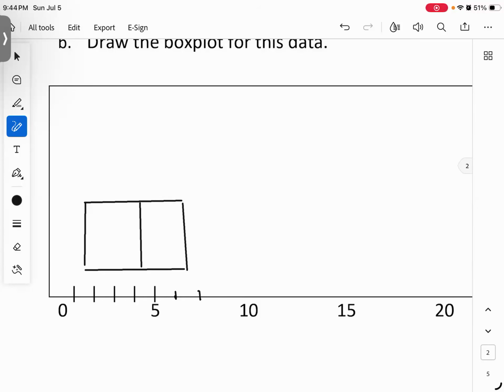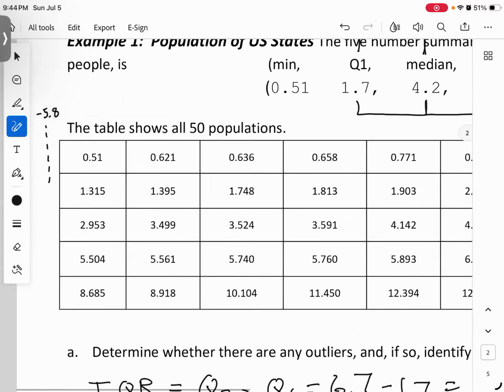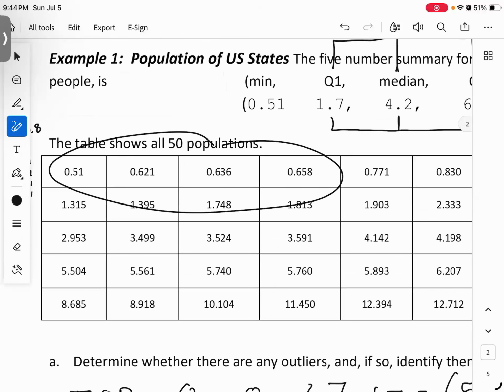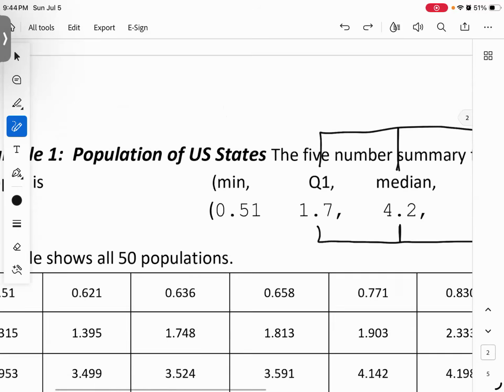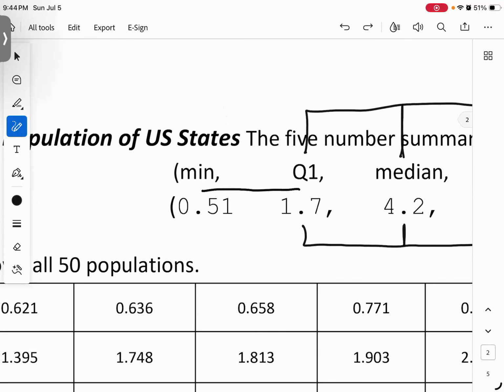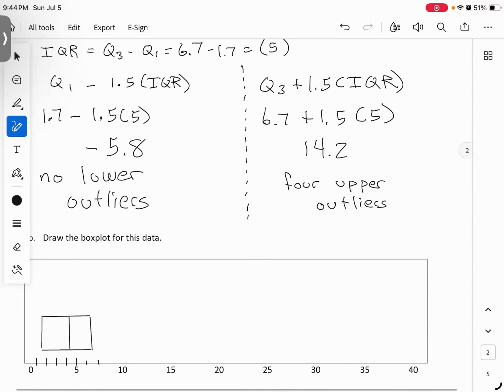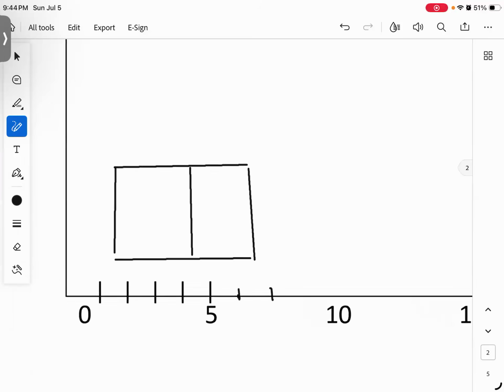And now we start working on the whiskers. Now I always do the whiskers, the little lines that come out to the side, whenever there are no outliers first. So remember, none of these were outliers. So it should just be a straight line that goes from the box over to 0.51, the minimum. Wherever you think 0.51 is, I'm just going to go with maybe here. Yeah, that would be touching the state that had the smallest population. And then we go to the other side.